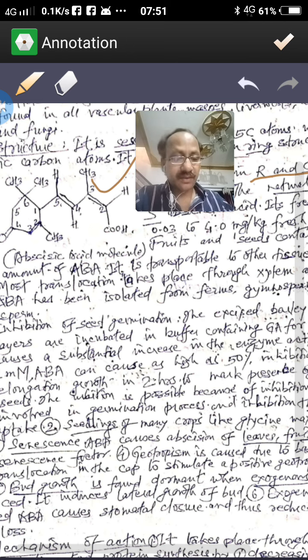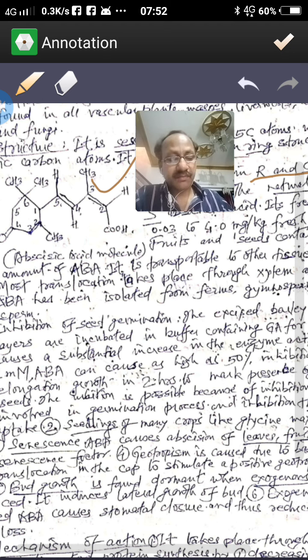After its activation, several such activities start, like inhibition of seed germination. Inhibition of seed germination is seen here. The excised barley aleurone layers are incubated in buffer containing gibberellic acid for 3-4 hours. Gibberellic acid causes a substantial increase in the enzyme activity.